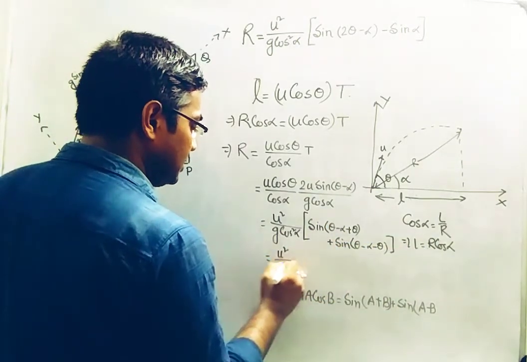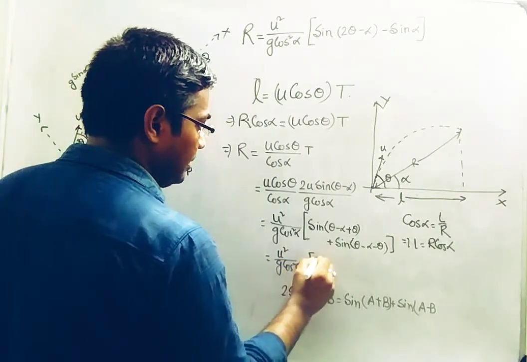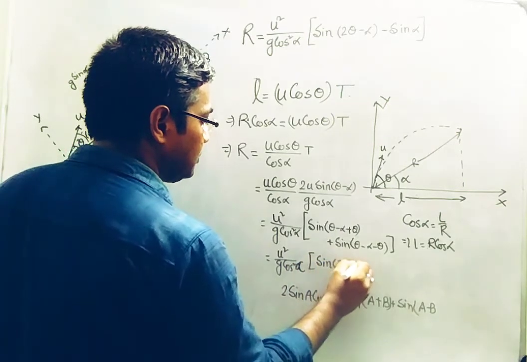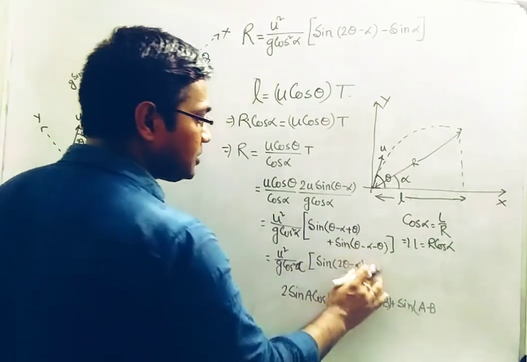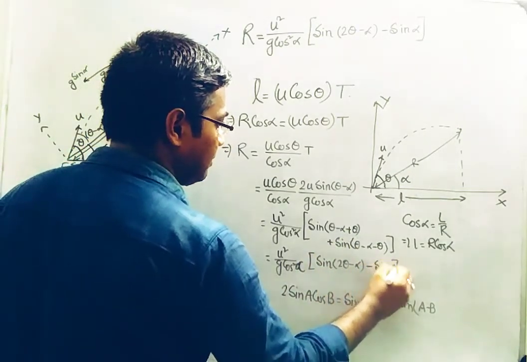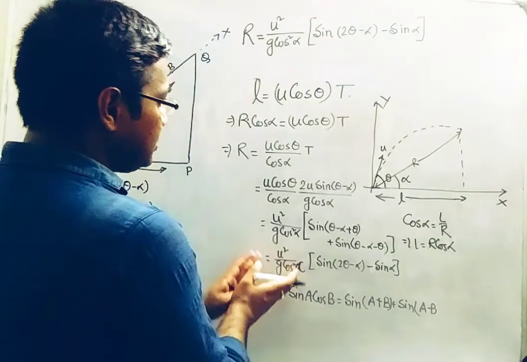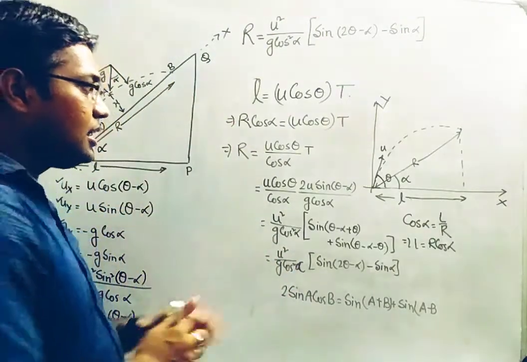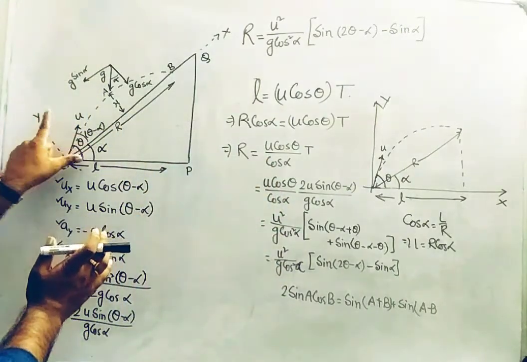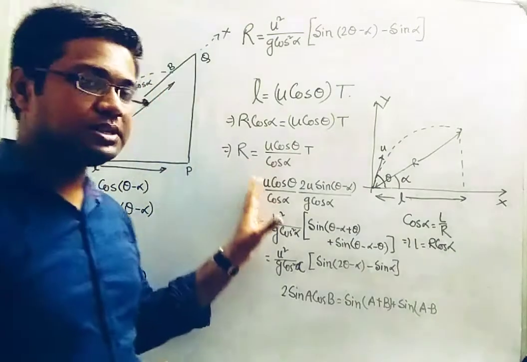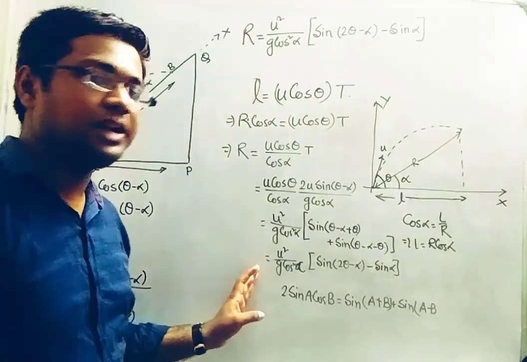So this becomes u square by g cos square alpha into sin 2 theta minus alpha plus sin of minus alpha, which becomes minus of sin alpha, because theta and theta cancel out, so sin of minus alpha becomes minus sin alpha. So this is the expression of range. Here I am applying the concepts. Here I am changing the reference frame, from this inclined reference frame to here, and applying the concept. The calculation is a little bit simpler. But we get the same expression of the range.